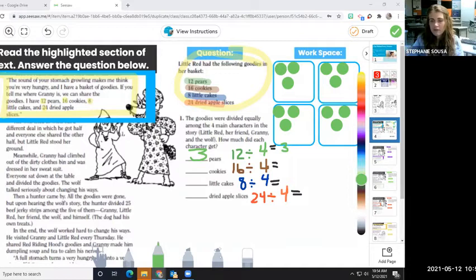Then if Josh is my partner, Josh is going to say, ooh, I want to do the cakes. I'm going to stop sharing my screen. Josh is going to share his screen for the cakes. And then finally, Jalen is our 3rd partner and he says, I want to do the dried apple slices. So Jalen is going to do the dried apple slices. Any questions about what you're going to do?